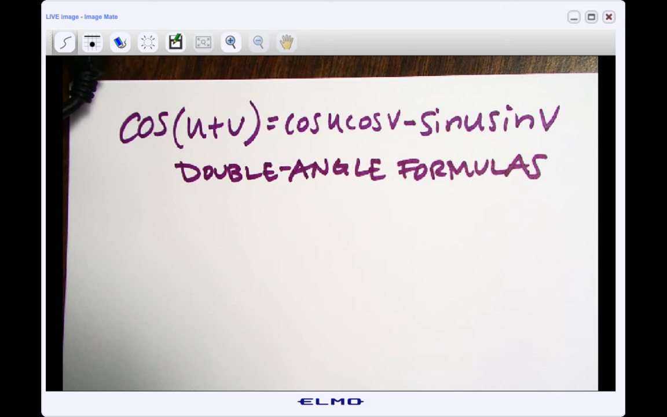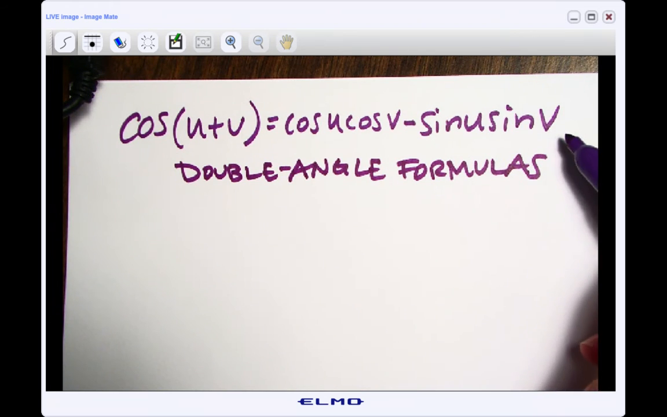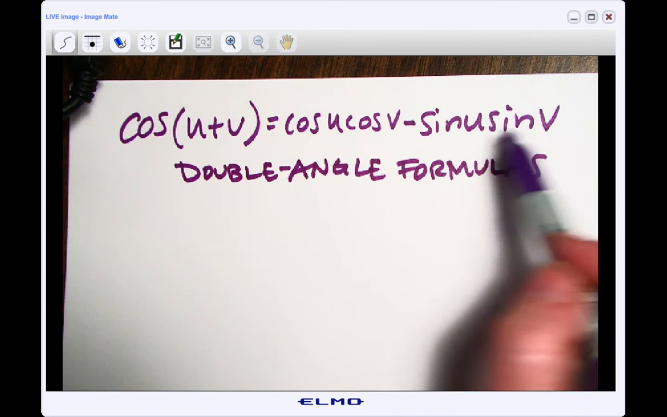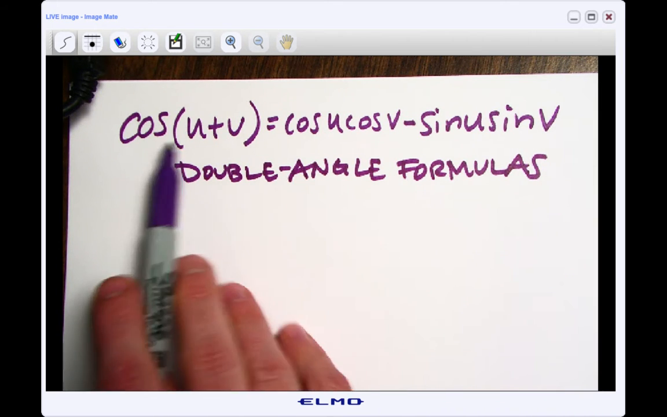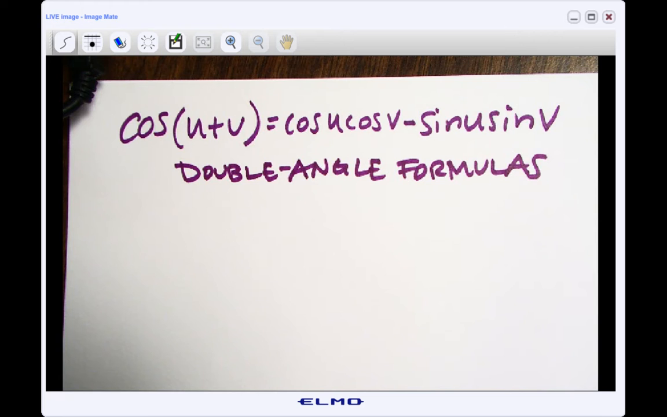Alright, so we're going to talk about our double angle formulas today. In our other videos we showed why this one was true, and now that we know that our sum formula for cosine is true, we're going to use it to get to our double angle formulas.